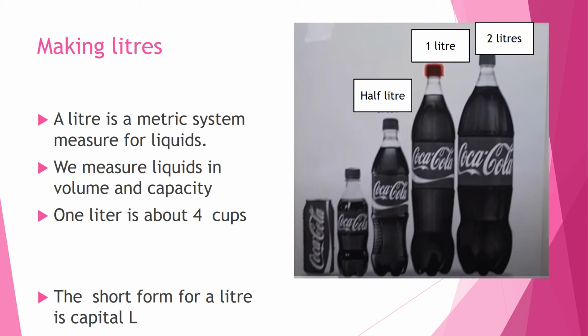Now in making liters, we must know that a liter is a metric unit for measuring liquids. We measure liquids in volume and capacity. How do we measure liquids in volume and capacity? 1 liter is about 4 cups. Did you know about that? So to make 1 liter, we need about 4 cups of liquids.